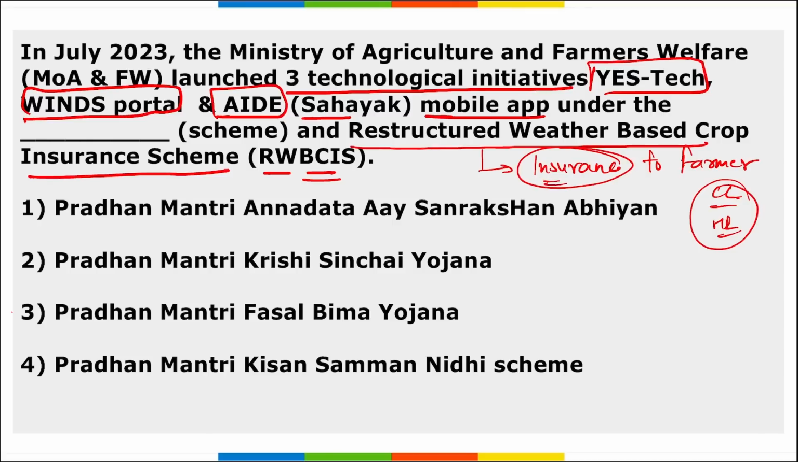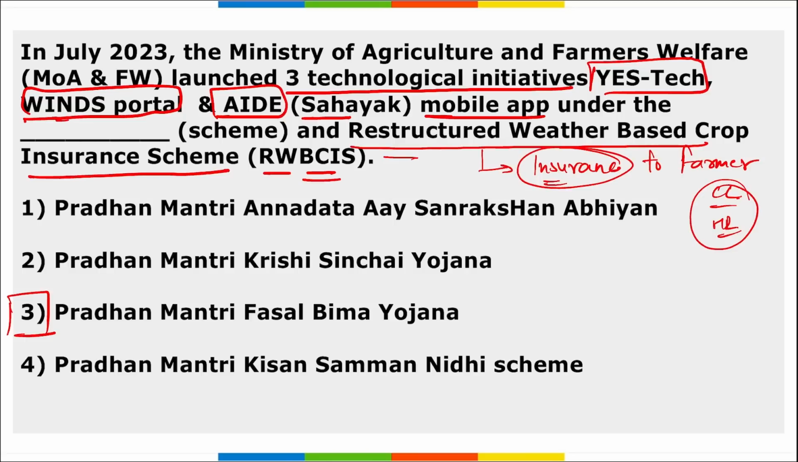So according to this, three initiatives were launched under the Pradhan Mantri Fasal Bima Yojana and the Restructured Weather Based Crop Insurance Scheme. These three technological initiatives were launched, right? And if we talk about YES-TECH, what does this stand for? Yield Estimation System, right? Yield Estimation System.